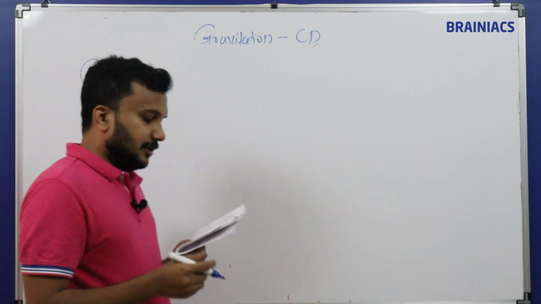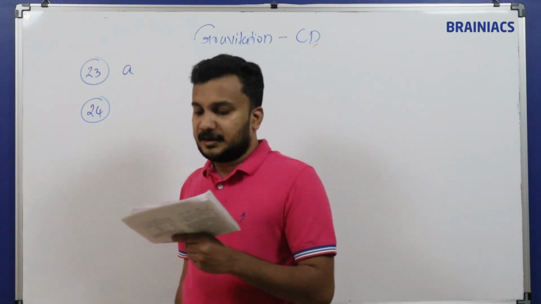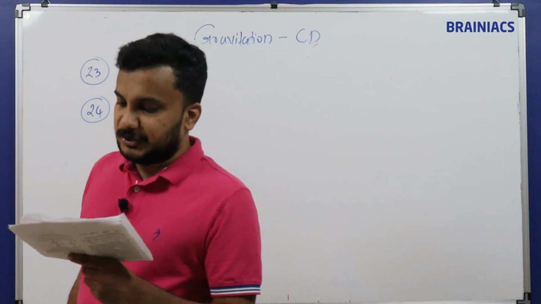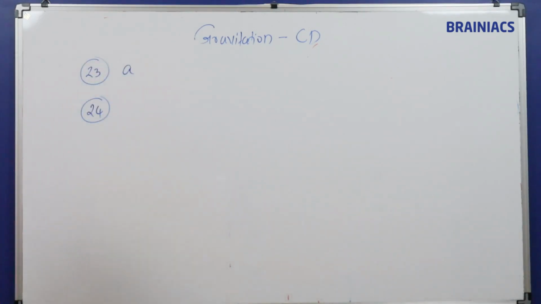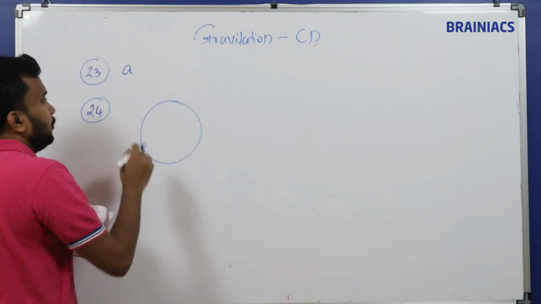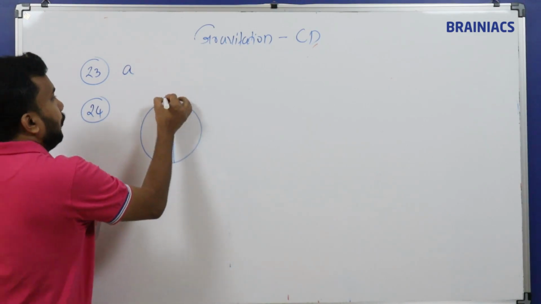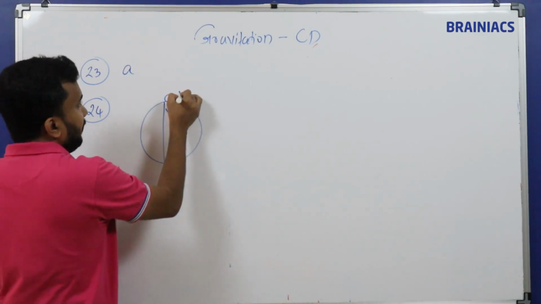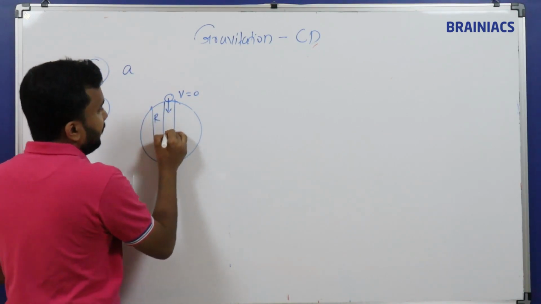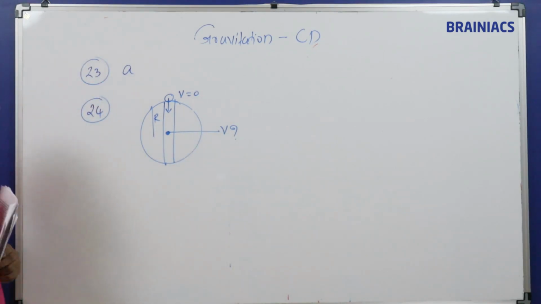24. Escape velocity from a planet is VE. A tunnel is dug along the diameter of the planet and a small body is dropped into it. Speed of the body at the center of the planet will be? Now I have a planet. You can see it's a solid sphere, and a tunnel is dug over here, and a body is dropping from here. So here velocity will be equal to 0. This is at a distance of r meter away. So we need to find out what is the velocity at this point. This was the question.